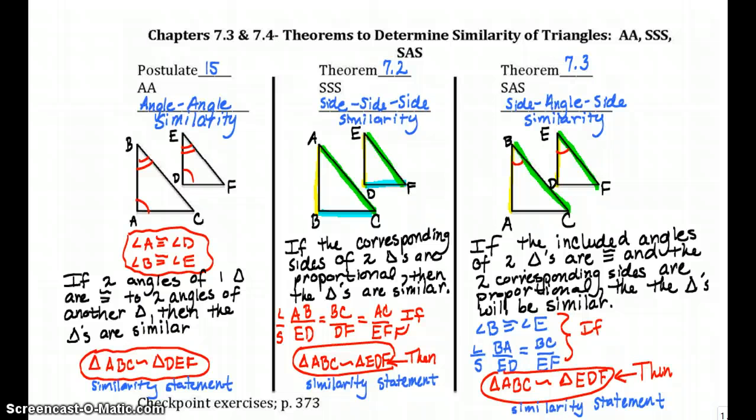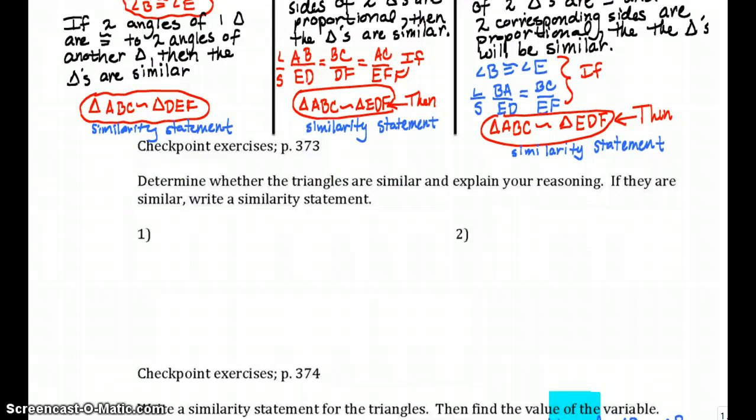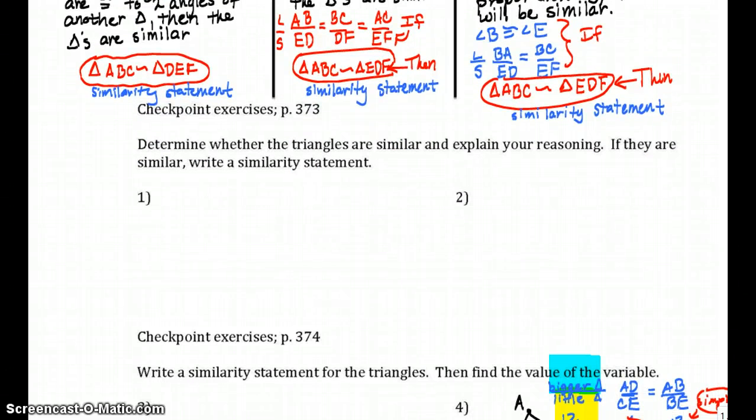Now we're going to actually look at the checkpoint activities with this. For the checkpoint, this is on page 373, we're going to determine whether the triangles are similar and explain the reasoning. If they are similar, write the similarity statement. I'm going to ask that you draw your pictures in your notes. It'll only take a minute. Please use a straight edge. They come up much nicer. I won't be able to, but yours will be much nicer because it's going to be more useful to you when you are using it for homework, and when you use it for quizzes.